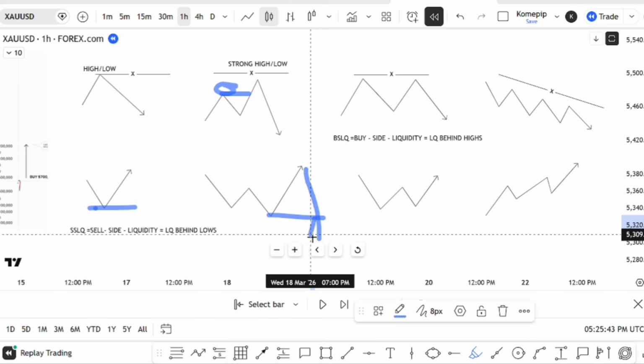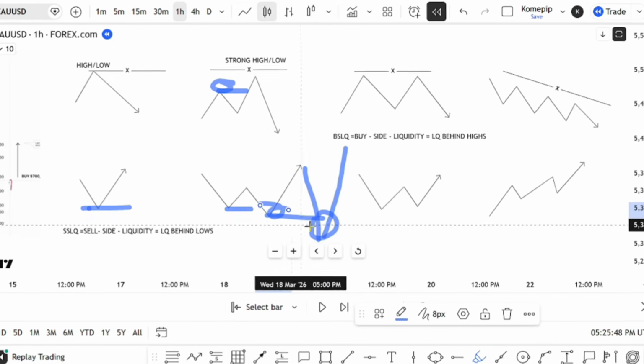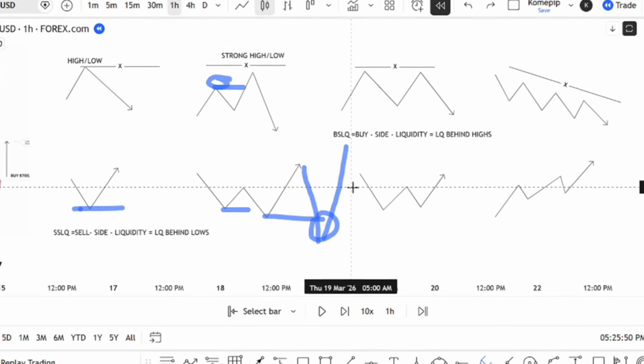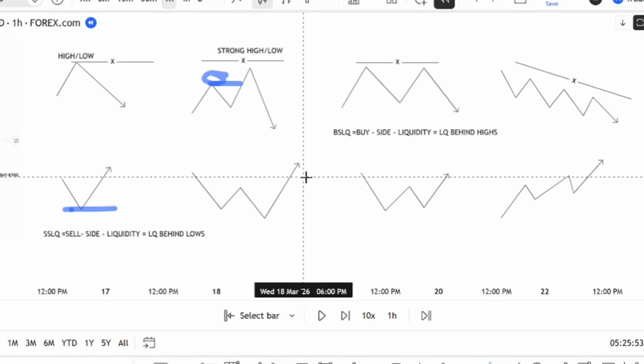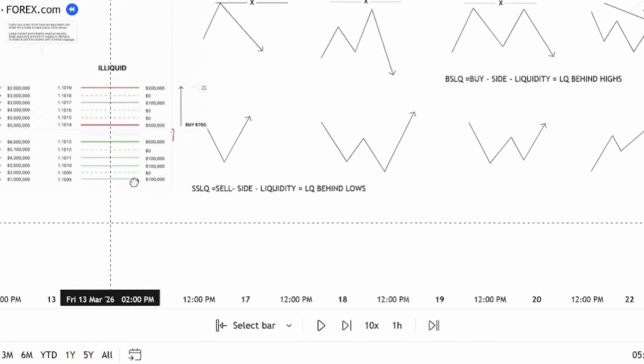if it closed with body, it means we have a true break of structure because there was liquidity here that was taken and price is willing to move. And this is the ideology behind the Komepips iCRT. Okay, so now let's dive right into the chart.